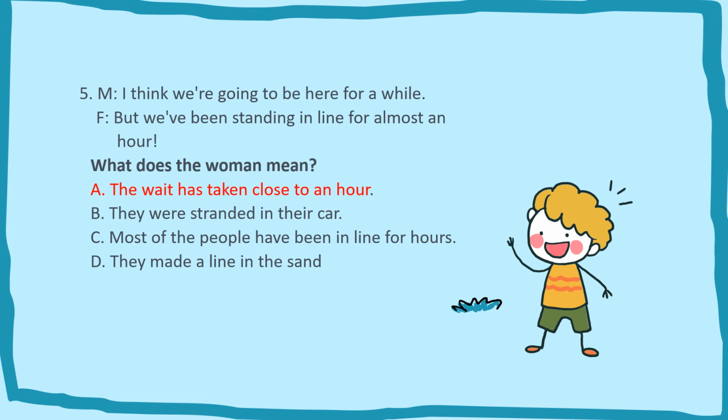Number 5. "I think we're going to be here for a while, but we have been standing in line for almost an hour." What does the woman mean? A. The wait has taken close to an hour. B. They were stranded in the car. C. Most of the people have been in line for hours. And D. They made a line in the sand.